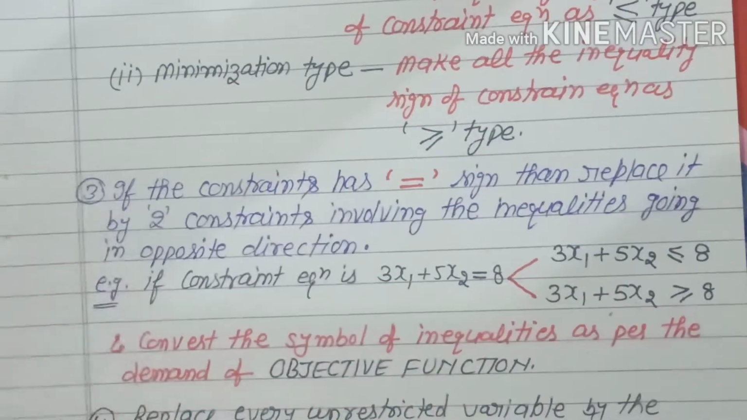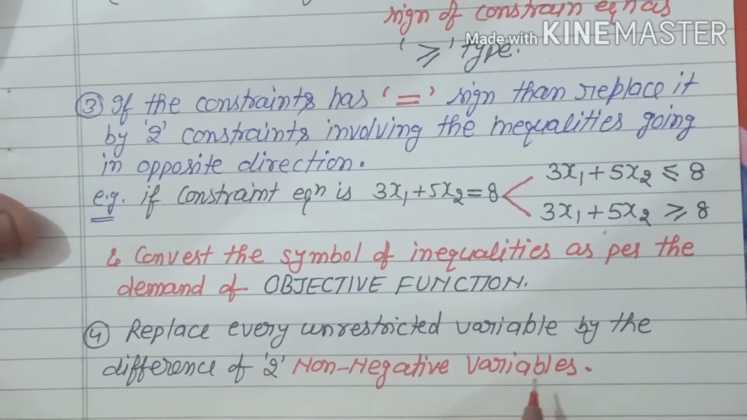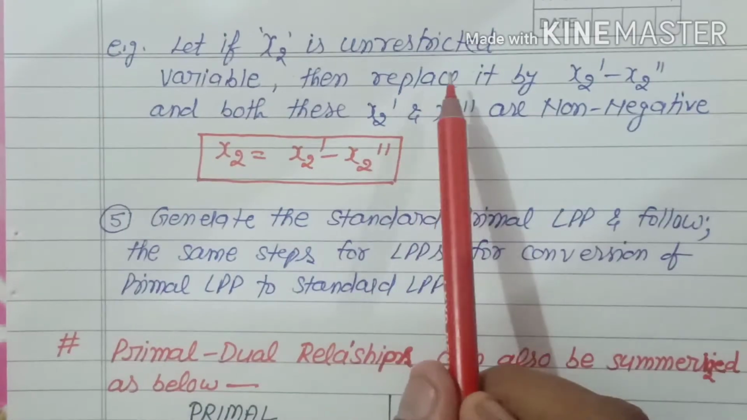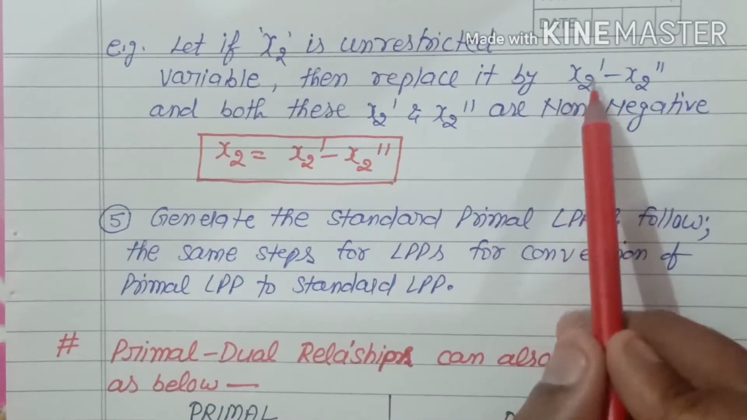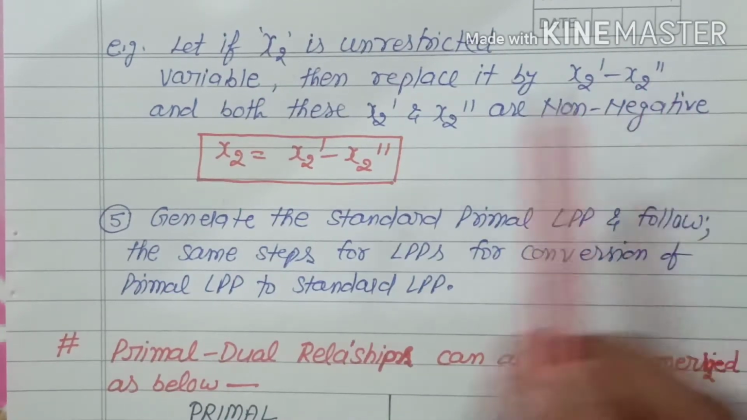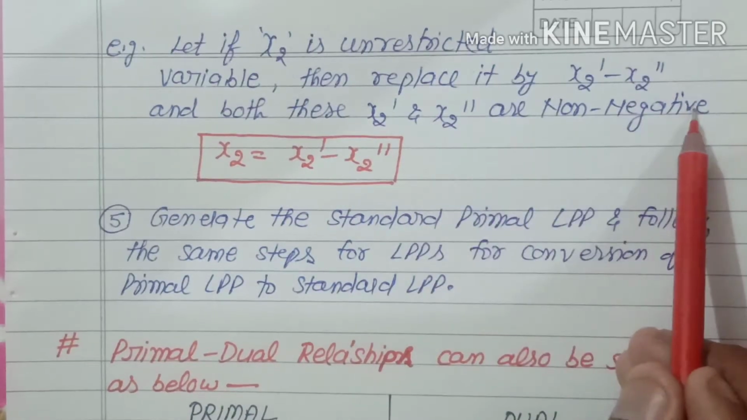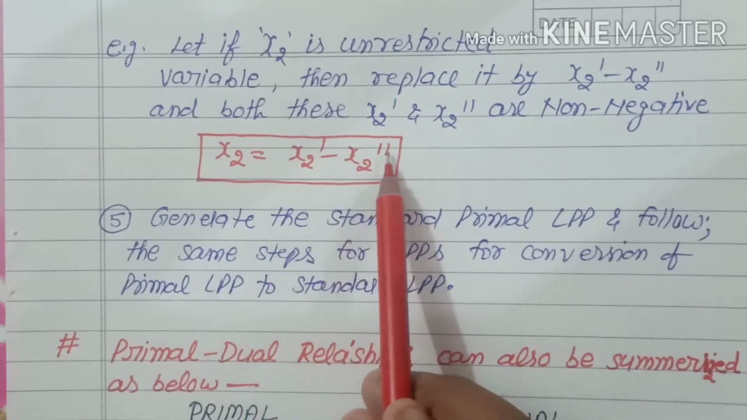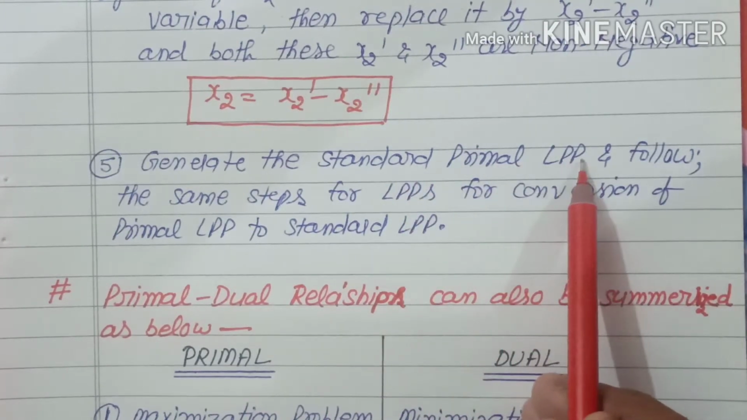Now, if there are any unrestricted variables, then we have to replace them by the difference of two non-negative numbers. For example, if x2 is unrestricted, then replace it by the difference x2 bar minus x2 double bar, and both x2 bar and x2 double bar are non-negative. That is, we can write x2 equals x2 bar minus x2 double bar. Now we can generate the standard primal LPP.